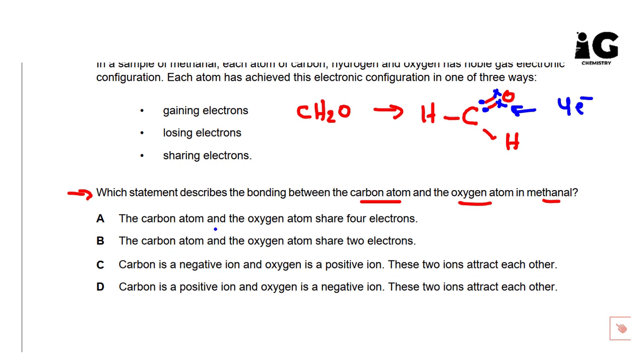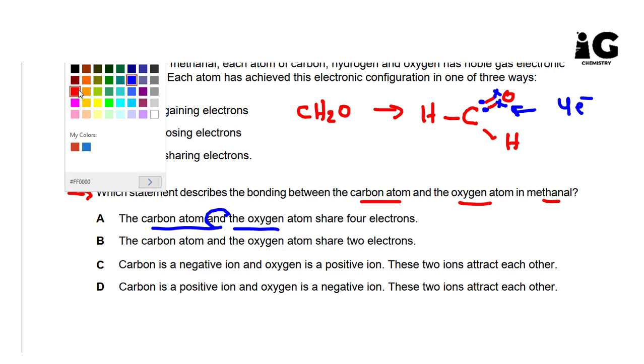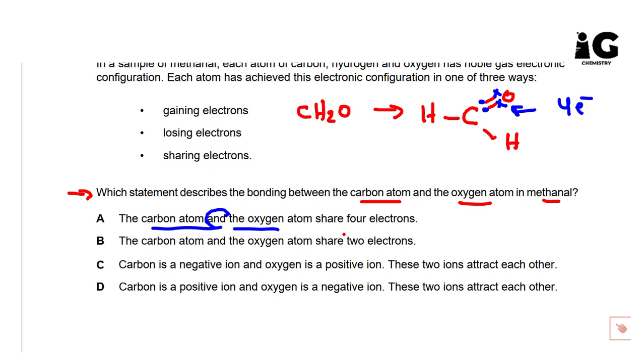So let's check. Here the carbon atom and the oxygen atom share 4 electrons. You have to take care here, guys, because he asked about the sum, or the total number of electrons, between them. So it should be 4, and the first answer is completely true. The second one, carbon atom and oxygen share 2. This is not correct, they share 4. And then the rest of the answers, of course, are wrong.